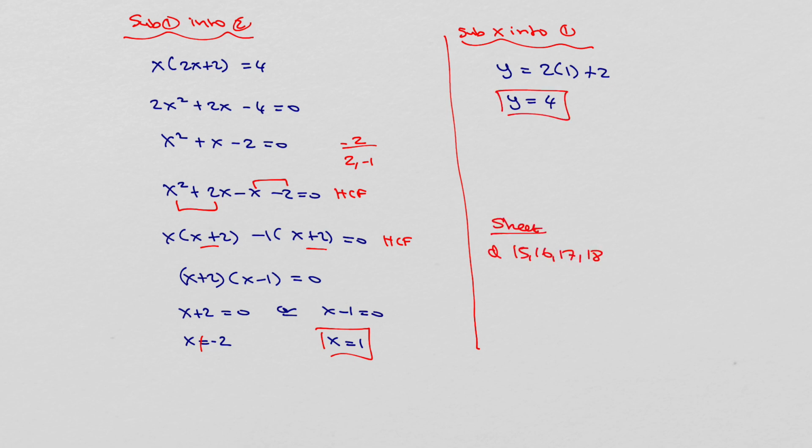Okay, so on the sheet then you're going to do questions 15, 16, 17 and 18. And again, remember to check your answers. And again, in question 15 and 18, there's no base. So remember that if there's no base and it's just log, well, that implies that it's log to the base 10.